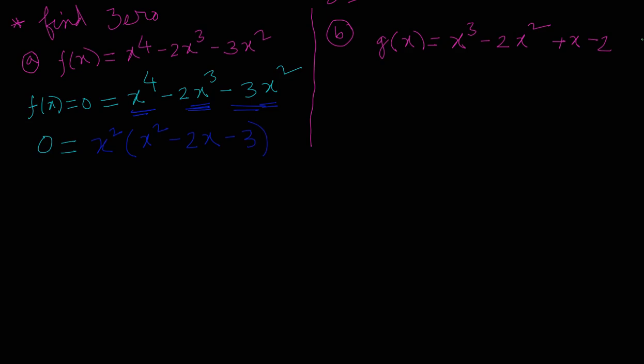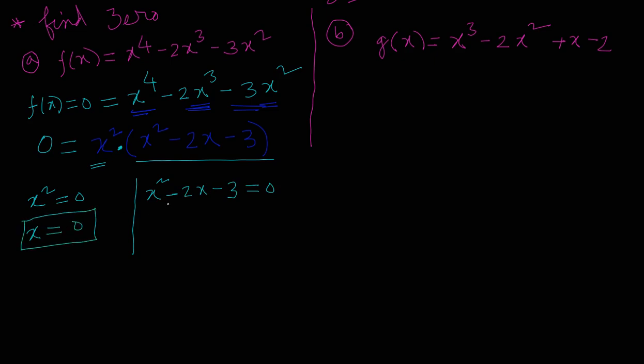Now if you notice one thing here, I have the multiplication of two mathematical expressions, and the multiplication equals 0. So I can write the first one, x square equal to 0, or the second one, x square minus 2x minus 3 equal to 0. If x square equals 0, I can say x equals 0. So this is one real zero, or solution. And the second one, as you can see, is a quadratic equation.